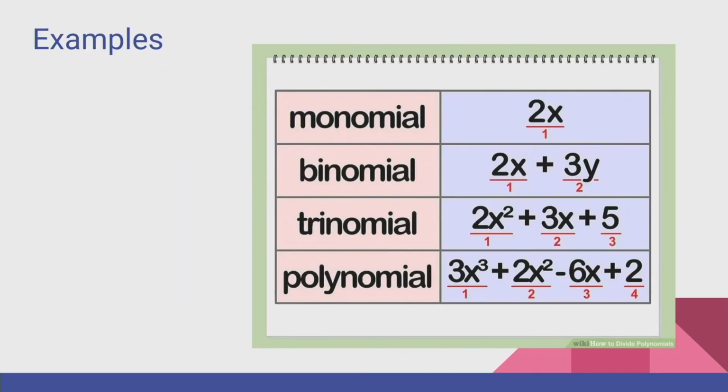These are some examples. Monomial, that says one term, is 2x. Binomial, 2x plus 3y. Trinomial, 2x squared plus 3x plus 5. And polynomial, 3x cubed plus 2x squared minus 6x plus 2. You can see right here, monomial means 1, binomial means 1 and 2, tri means 1, 2, and 3, and polynomial means many terms, 1, 2, 3, and 4.